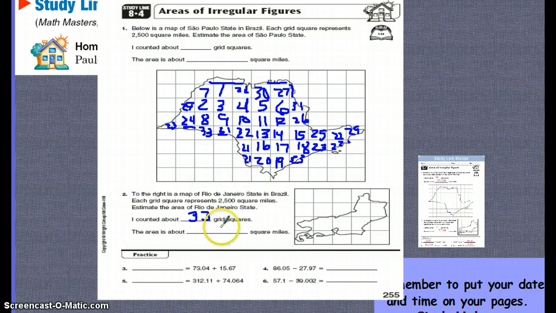So the area is about how many square miles? Well, remember, each grid square represents 2,500 square miles. So we're going to have to do some multiplying here. You're going to have to take 2,500 times the 33, and then that's going to give you the answer you need here for square miles. Please do the practice down here on the bottom and show your work.